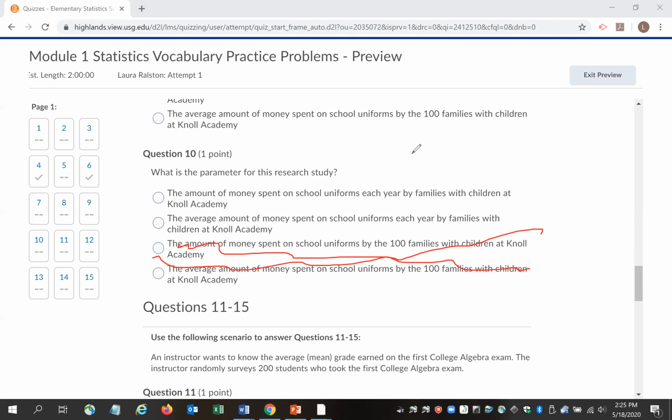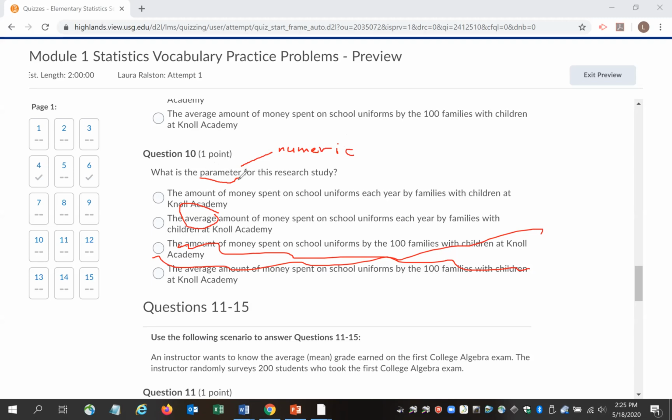Because I thought average applied more to the statistic, the smaller sample, and the population was the whole and everything, because our keyword is all. Okay. The keyword is all for the population. But remember, if we go back and look at the definition of parameter, it is the numeric description of the population.